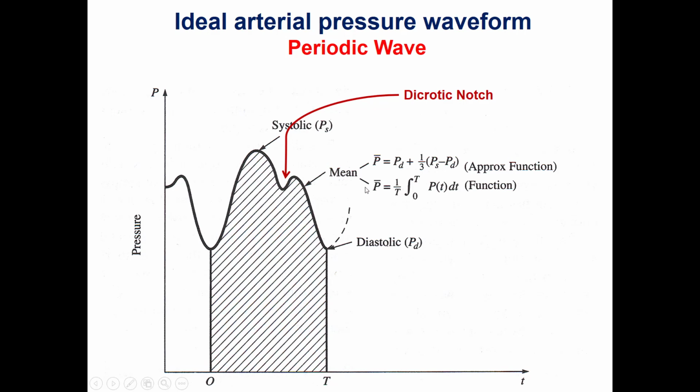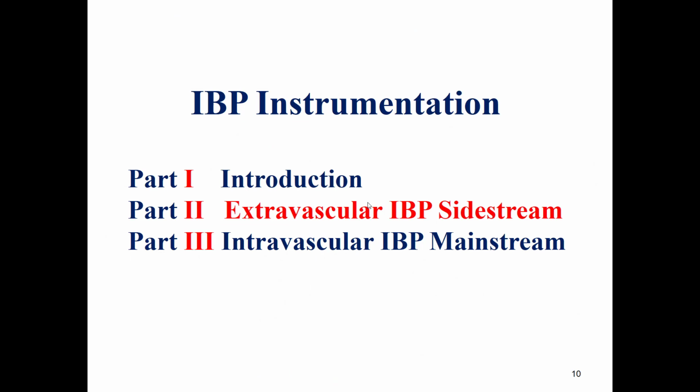We have two ways to calculate the mean, either an approximated calculation or an accurate calculation. For an accurate calculation, we need to integrate the area below the waveform in one period. So, as we said, this wave is a periodic wave, and we need to make three readings, which are the systolic, mean, and diastolic.